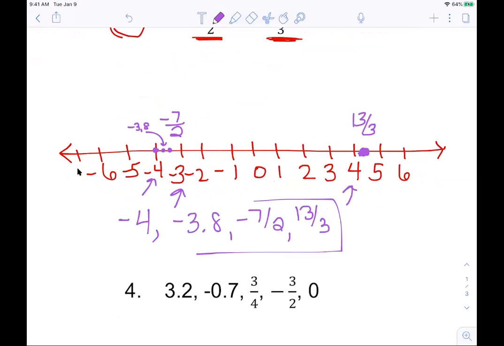So this is a two-step problem. The first step is to graph. The second step would be to write them from least to greatest. And you're just following the numbers on your number line from left to right and writing them in order.